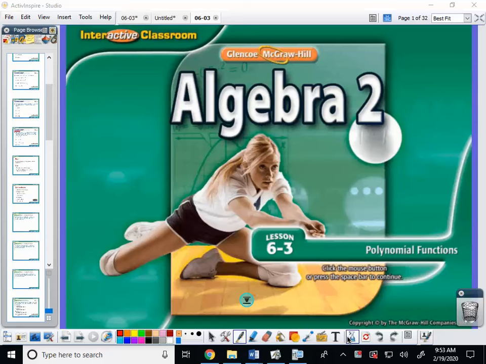This is section 6.3, polynomial functions. A lot of what we're going to do today is an extension from section 6.1. In section 6.1, we were simplifying monomials, we were simplifying polynomials. We are going to do that same thing today with polynomial functions.